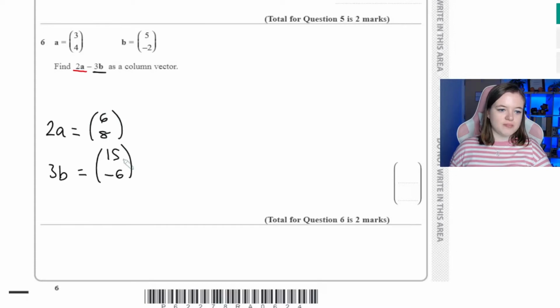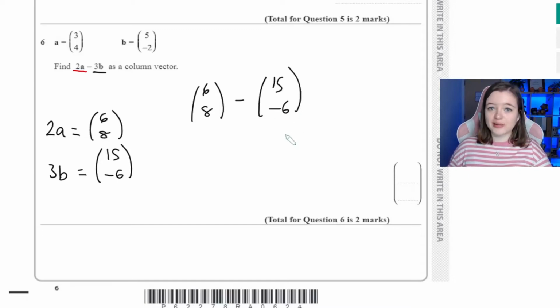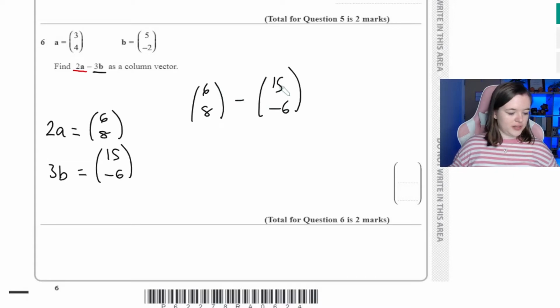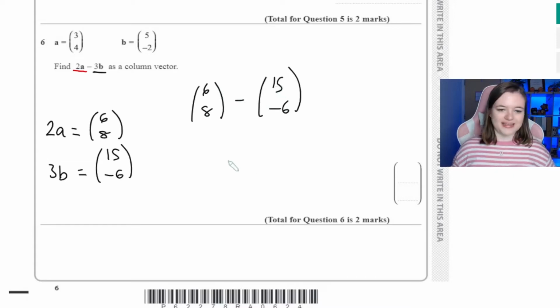And then I need to do this minus this, so I'm going to do 6, 8, take away 15 over minus 6. And then for this, all you need to do, easy peasy, is minus top, minus bottom. So 6 take away 15, golly gosh, is minus 9. So I'm going to get minus 9 up there. Then you do 8 minus minus 6. That's 8 plus 6, which is 14. So the vector I'm going to get is minus 9, 14.